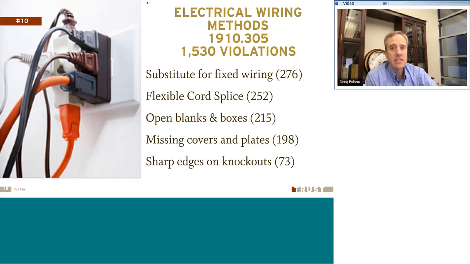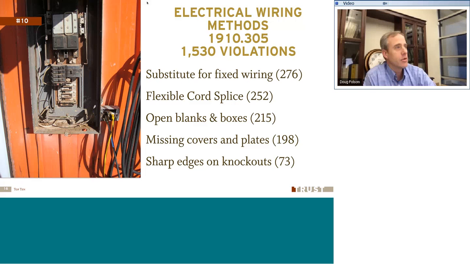So you may see where you have a panel box here, and this one's totally missing the cover altogether. Where the cover's in place, we shouldn't have any open holes. Also, where we're missing a circuit breaker, there should be a blank filling that hole so that things can't get in there, like fingers or other objects that may be an electrocution hazard or a fire hazard. We want to make sure that these are covered.